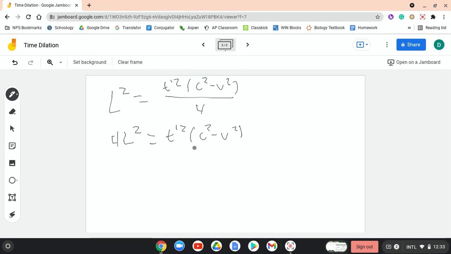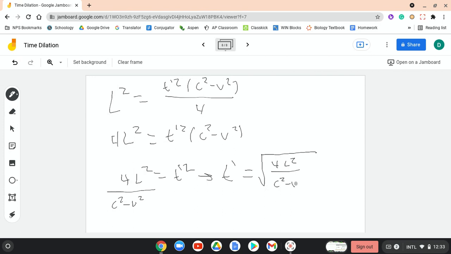So dividing both sides by c squared minus v squared, I'm going to get 4L squared over c squared minus v squared equals t prime squared. So now if I want to find what t prime is, t prime is equal to the square root of 4L squared over c squared minus v squared. All right, cool.